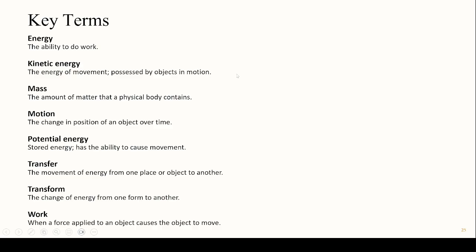So we are almost at the end. The key terms are: energy, which is the ability to do work. Kinetic energy is the energy of movement. Mass is the amount of matter. Motion is a change in position, right? When you move on your electric scooter or bicycle, you are changing position. So that's motion. Potential energy is stored energy. The main thing you should think about is kinetic energy is movement, potential energy is stored energy.